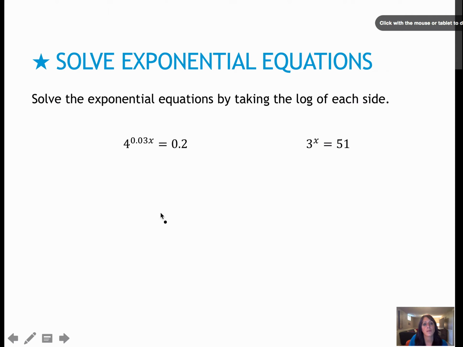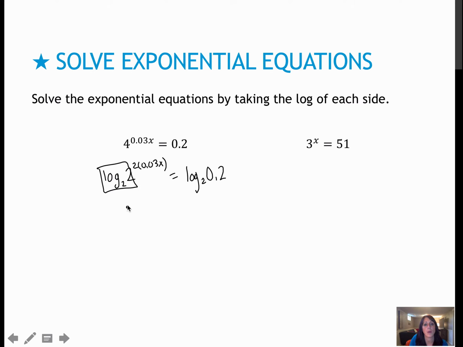Again, the first question, I would look at writing this as log base 2, possibly. Log base 2 of 2 squared times 0.03x equals log base 2 of 0.2. This side, the log base 2 of 2 would go away, and I would have 2 times 0.03x, which is 0.06x. And on this side, I would have log base 2 of 0.2.